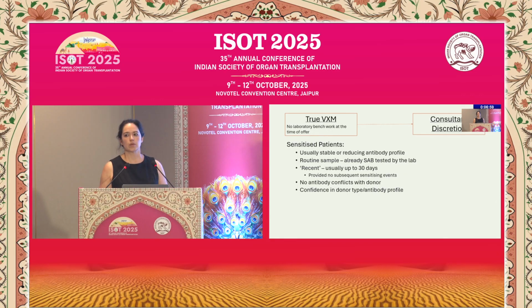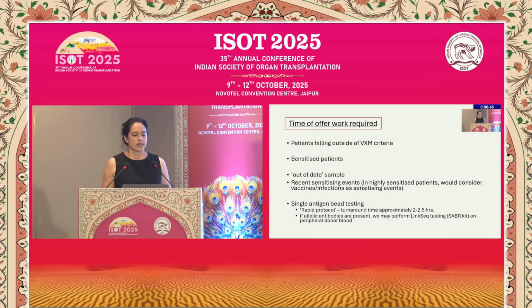So this is something that we'll always have to communicate with our coordinators. We need to be happy that there's no antibody conflict with the donor, and we have to have confidence in the donor type and the antibody profile. And finally, if all of these patients and offers fall out of those set criteria, we will do time of offer work, and that's usually, as I said, in the form of a single antigen bead test. And we have a rapid protocol which allows us to turn the results around in 2 to 2.5 hours.